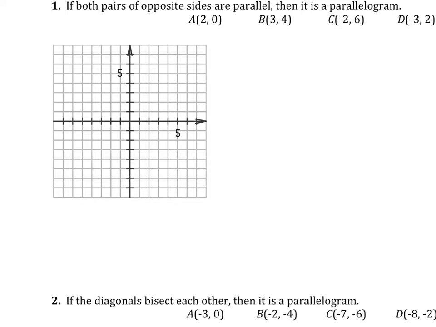That's a little bit too thick right there. Let me make this a little bit thinner. Alright, so I'm going to go ahead and graph it. Let's go ahead and do that. 0, so that's right there. 2, 0 is where point A is. So 2, 0. 3, 4 is B. C is at -2, 6. And then D is at -3, 2.